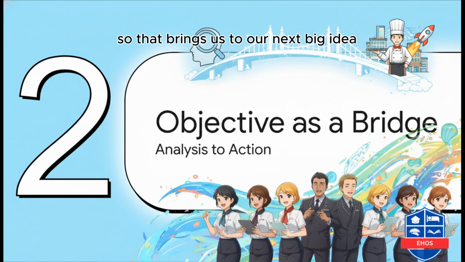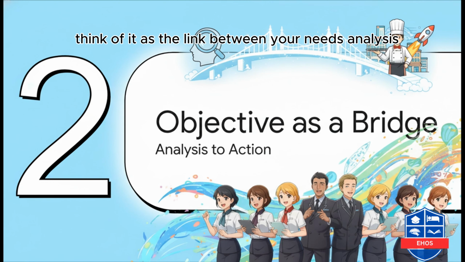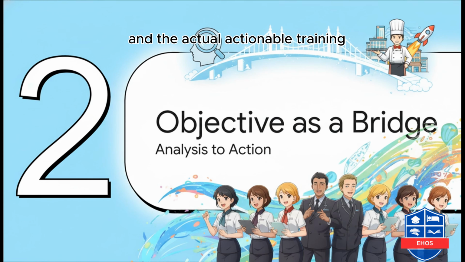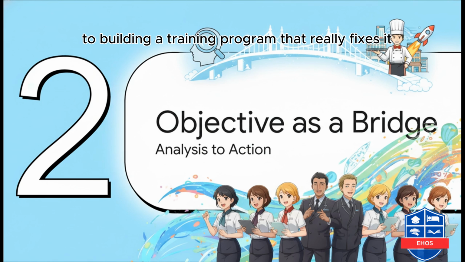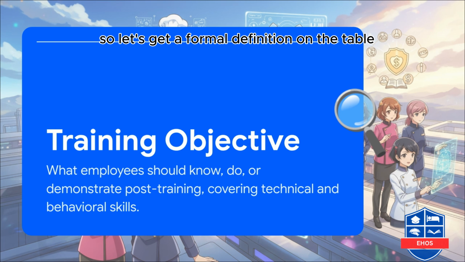So that brings us to our next big idea: the objective as a bridge. Think of it as the link between your needs analysis and the actual actionable training. The big question is always, okay, we found a problem, now what? Well, the training objective is the what. It's that crucial bridge that takes you from seeing a skill gap to building a training program that really fixes it. So let's get a formal definition on the table.